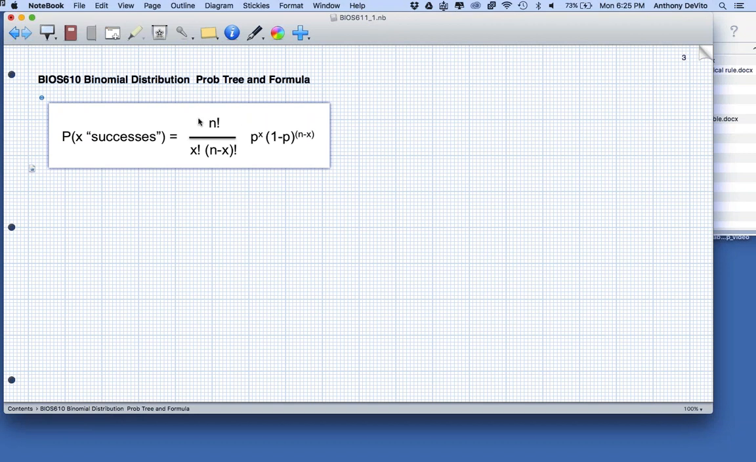We have n, which is the number of trials, number of balls that we drop, for instance. We have x, which is the number of successes. And we have p, which is the probability of a success. Probability has to be the same for every trial. In other words, we can't flip one coin with a probability of 50%, a second coin with a probability of 40%, and so on and so forth. It's got to be a fair coin, let's say.